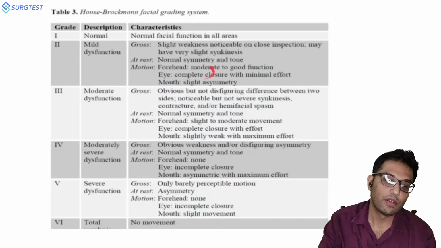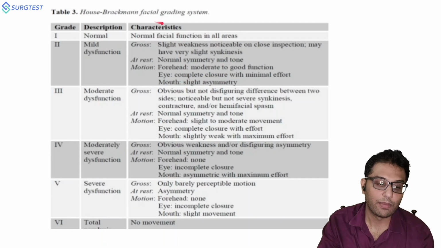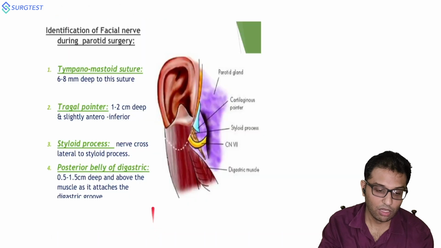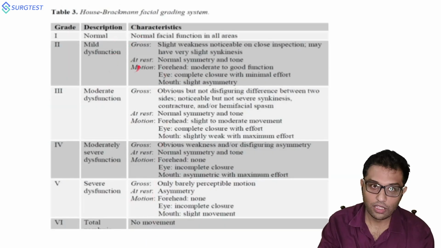Now, coming to a very important classification system, that is the House-Brackmann facial grading system of facial nerve injuries. So facial nerve injuries can be divided from grade 1 to grade 6, where grade 1 is absolutely normal and grade 6 is total facial palsy, where there is no movement at all. So, how to learn this House-Brackmann facial grading system? Because this is a sure shot exam question in your practical MS exit. They will surely ask you about House-Brackmann facial grading system.